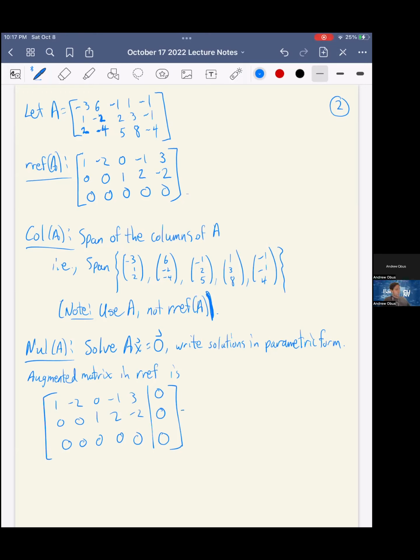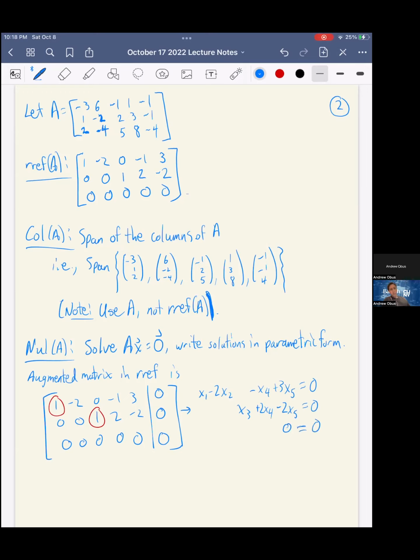Okay, and so what does this translate to in terms of equations? Well, remember, we have our pivots, right? Our pivots are here in the first column and in the third column. So we write the pivot variables in terms of the non-pivot variables. So this tells us we have x1 minus 2x2 minus x4 plus 3x5 equals 0. And then we have x3 plus 2x4 minus 2x5 equals 0, and then just 0 equals 0.